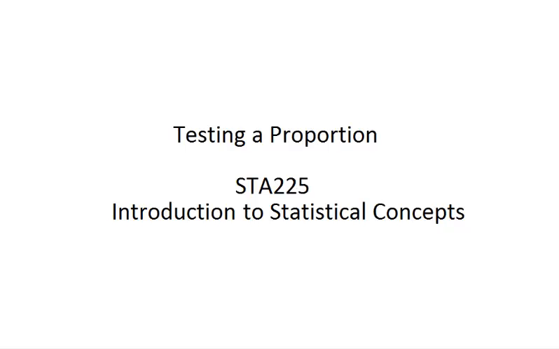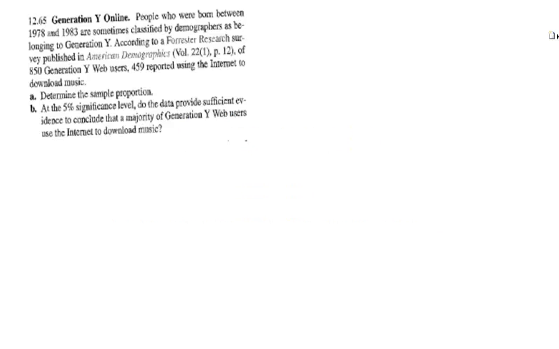In this video, we're going to look at testing a proportion. So our question reads, people who were born between 1978 and 1983 are sometimes classified by demographers as belonging to Generation Y. According to a Forrester Research survey published in American Demographics, of 850 Generation Y web users, 459 reported using the internet to download music. And in Part A, it wants us to determine the sample proportion.